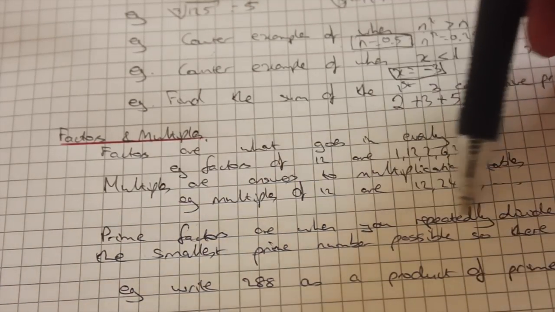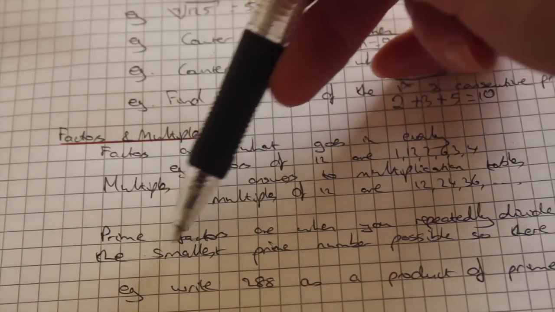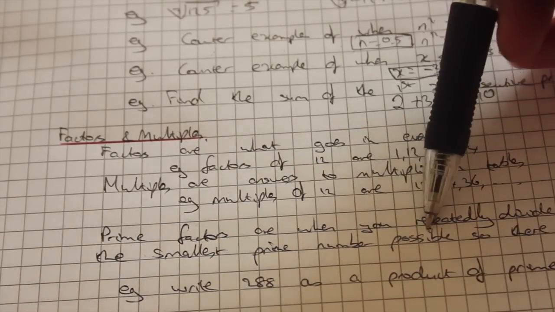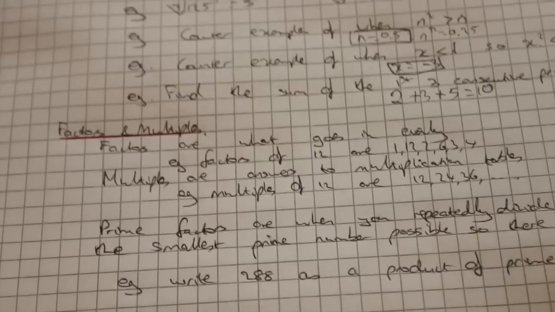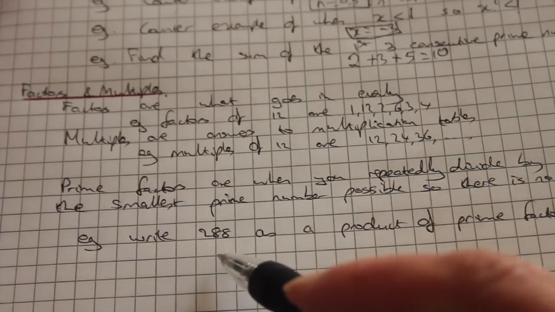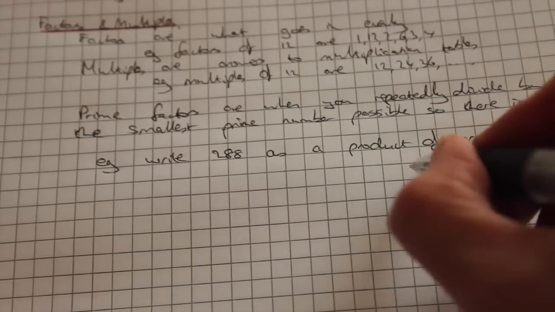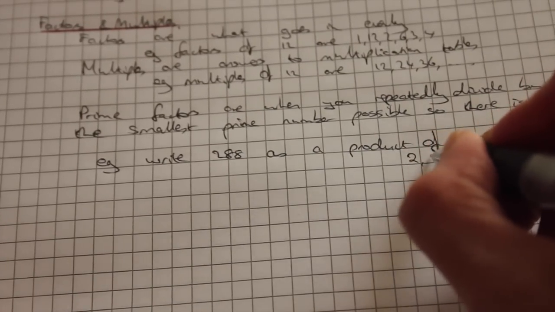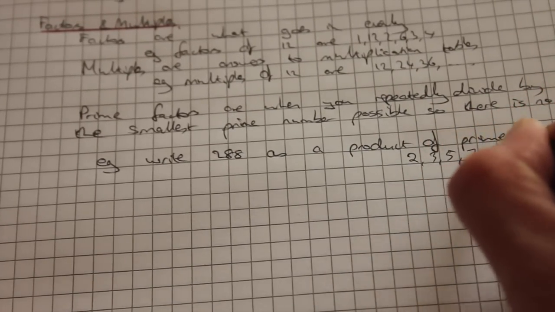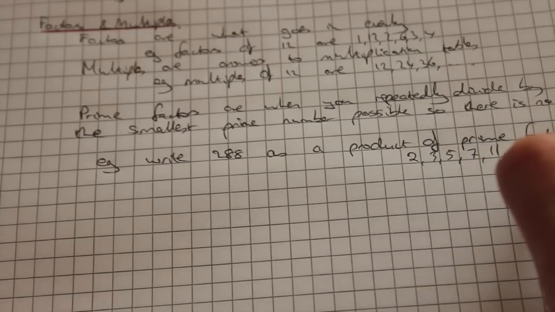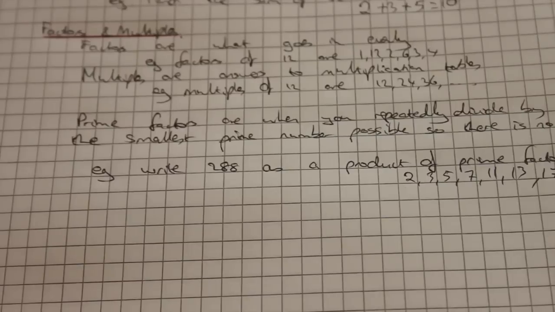Prime factors is what you're likely to be asked in the exam. Prime factors are when you repeatedly divide by the smallest prime number possible, so there's no remainder. So I'm going to show you what I mean by that. I'm going to take the number 288 and write it as a product of prime factors. Now sometimes people find it useful to write the prime numbers out so they see what they're dividing by. If that helps you, that's absolutely grand. If you don't need to do that, don't worry about that.